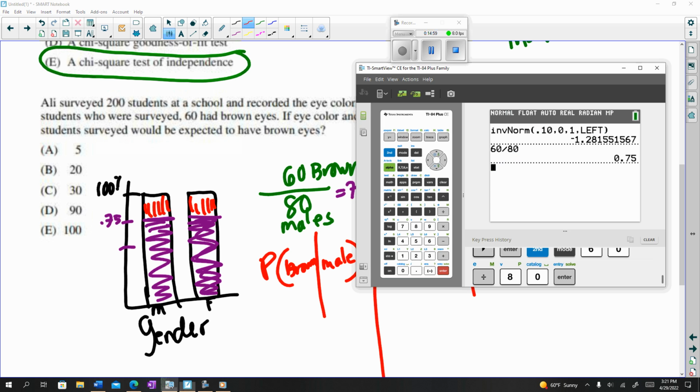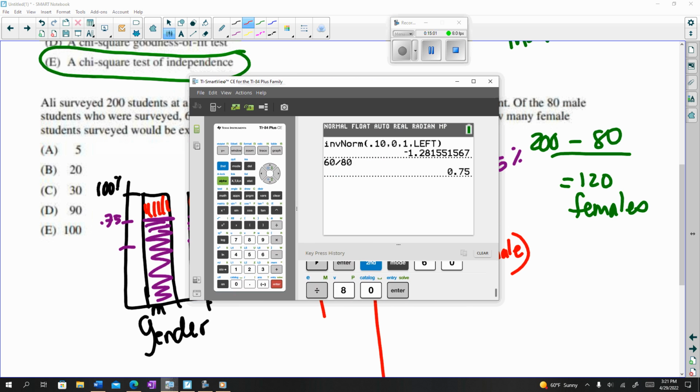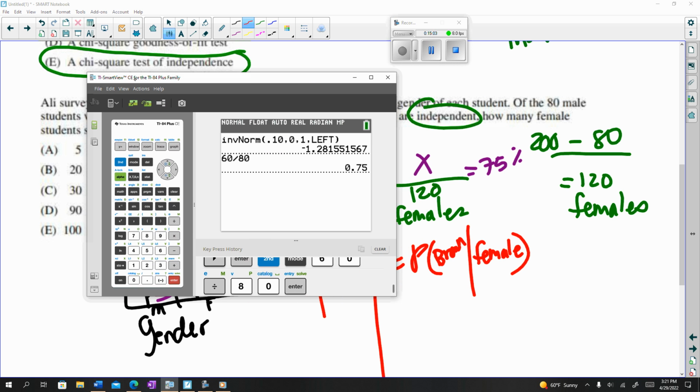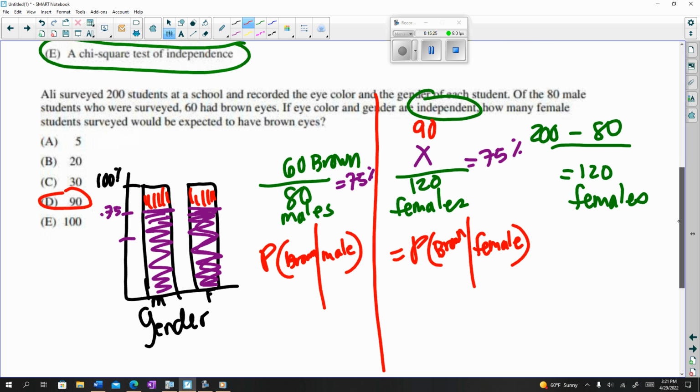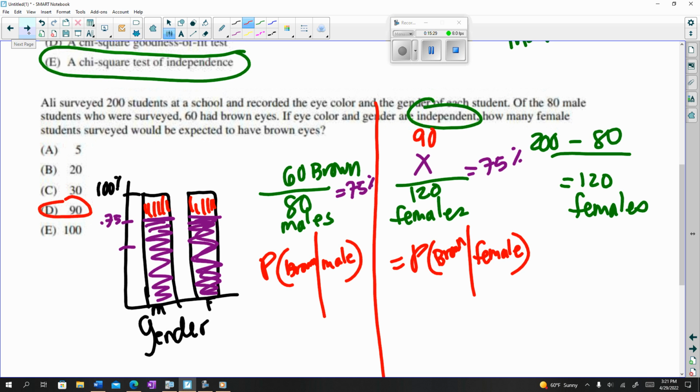So we're going to do 75% of 120 now to find the numerator of our fraction. So we're going to do 0.75 times 120, and we got 90. So this should be 90 females out of 120, and that would give you the same percent breakdown, meaning that the eye color is independent of the gender. There's no relationship between males and females and their eye color. Next one.